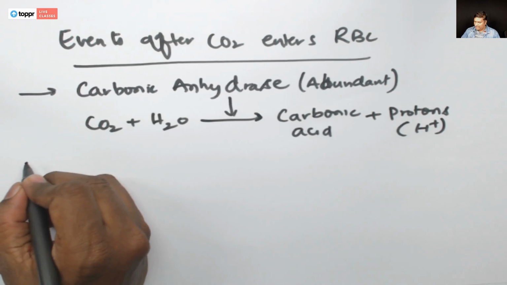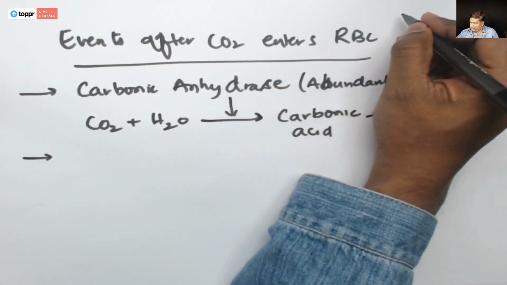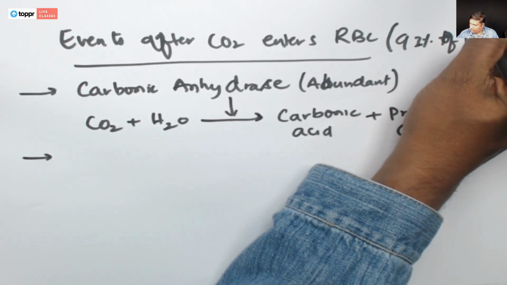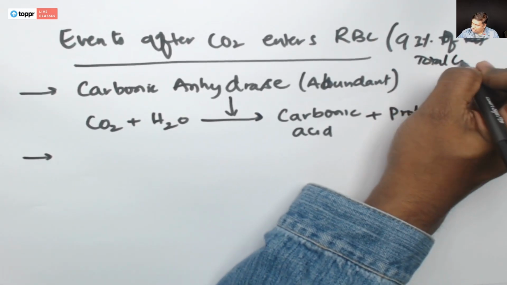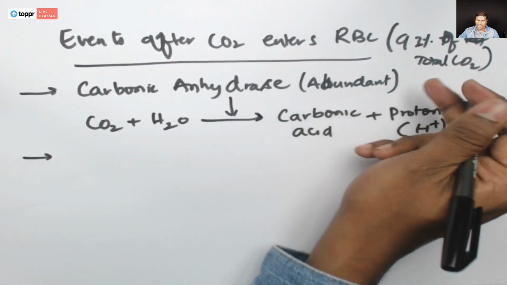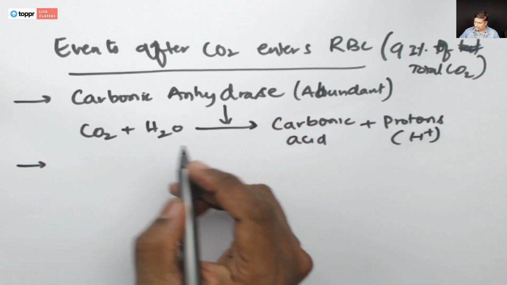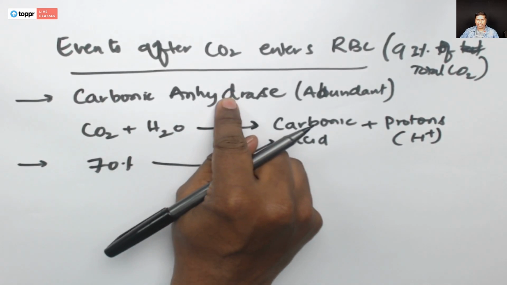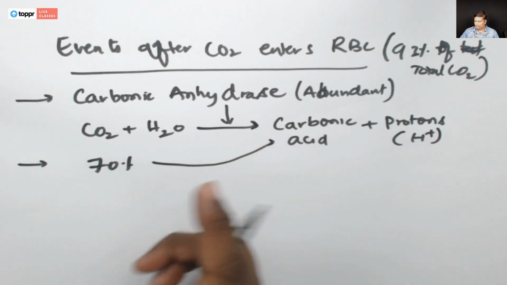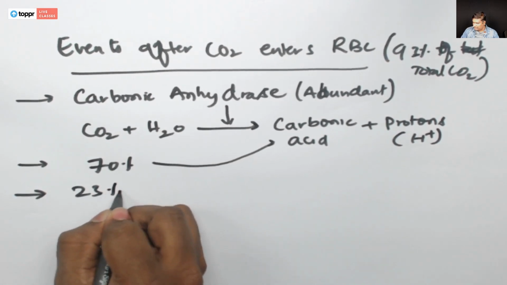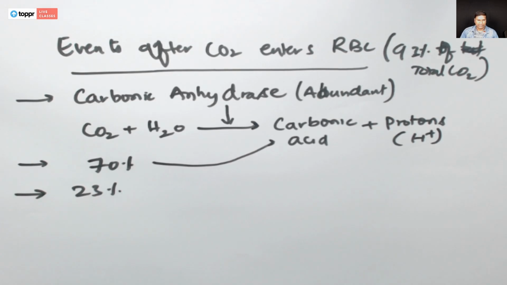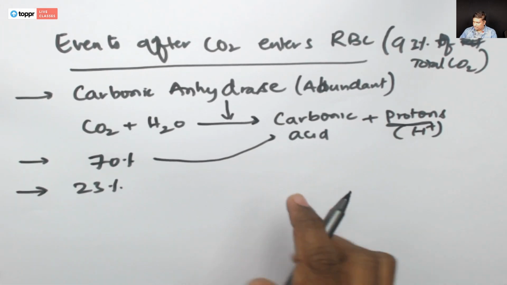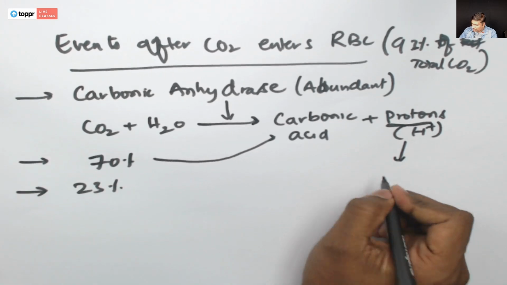Now how much of it is actually converted into carbonic acid? Remember how much is actually entering: 93% of total CO2 is entering the RBC, and of this 93% that is entering the RBC, 70% is getting converted into carbonic acid by the enzyme carbonic anhydrase. Now, what is happening to the rest of the 23%? Now, these protons which are released bind to the hemoglobin.